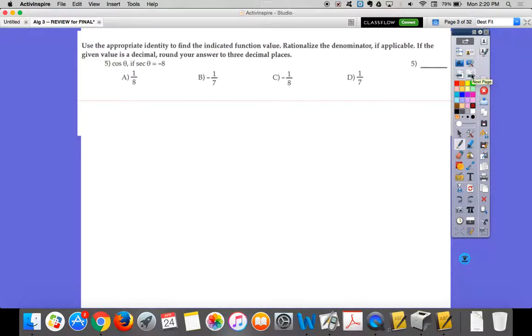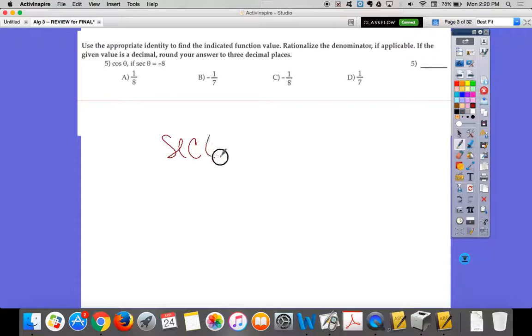Okay, use the appropriate identity to find the indicated function value. Rationalize the denominator if applicable. If the given value is a decimal, round your answer to 3 decimal places. Number 5 says cosine. We want cosine if we know that secant is equal to -8.